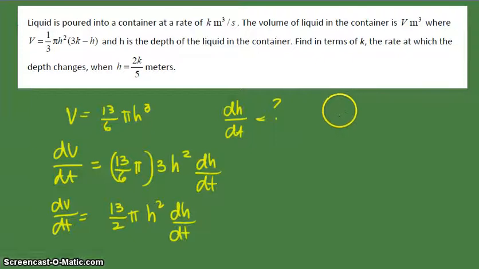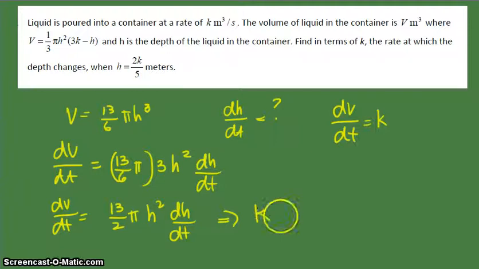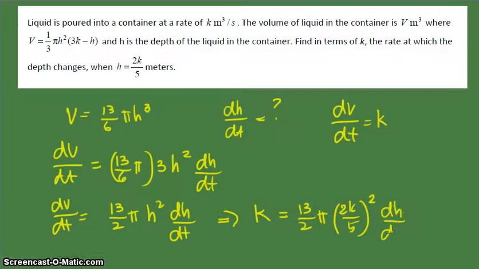And if you further simplify it, this will become 13 over 2 pi h squared dh over dt. Now remember, at the start of the solution, we said dV over dt is equal to k. The rate at which the volume is changing is equivalent to the rate at which the liquid is being poured inside the container. So this dV over dt can now be replaced by k, which equals 13 over 2 pi. Now h is 2k over 5, so (2k over 5) squared times dh over dt. And this is what we want to find.